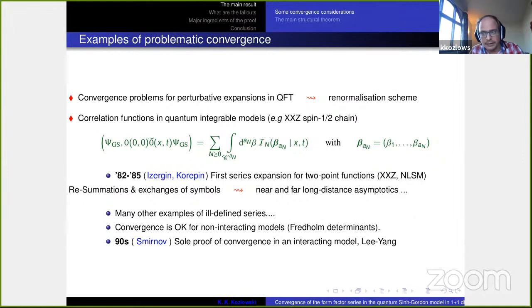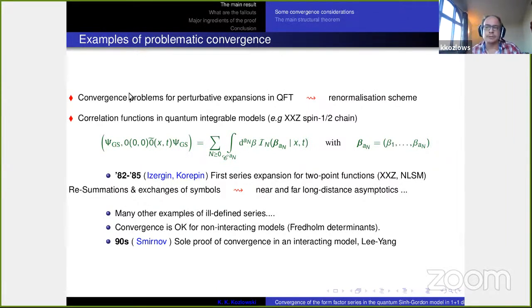What I will say is not so much a criticism of their work, because they were really the pioneers of these things, and many things at the time were still not clear. But what they were trying to do, once you get such an expansion, is to extract some physical information out of it. In the case of the XXZ spin chain, because you have some application to universality, you may want to extract the long distance and long time asymptotic behavior of two-point functions from such a closed expression. This is what Izergin and Korepin were attempting to do.